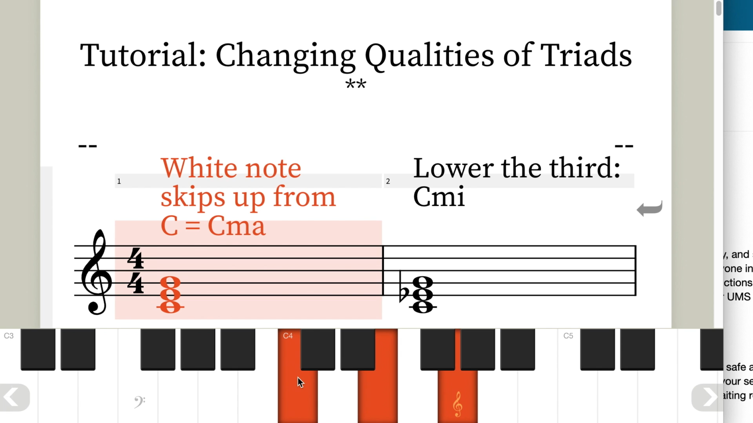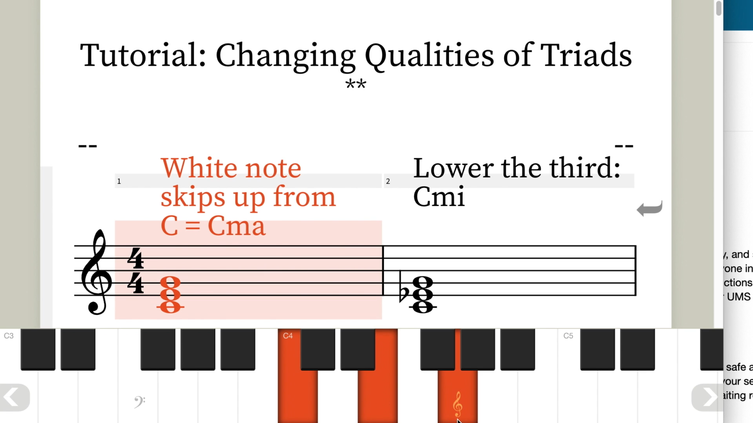And I want you to think about it this way. You've got a root and then a third, which is a third above the root. 1, 2, 3, a third above the root. And then a third above the third is the fifth. 1, 2, 3, 4, 5. So that's how we refer to the 3 notes in a triad. There's the root, the third, and the fifth.